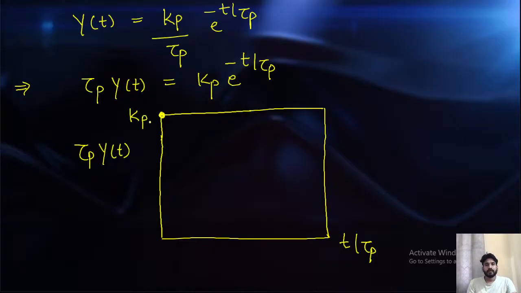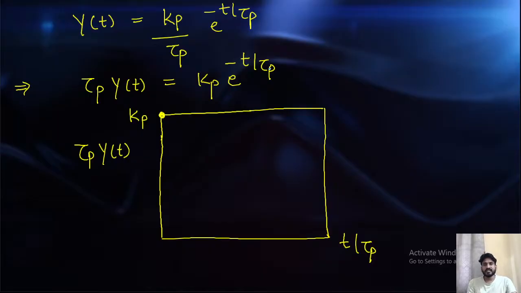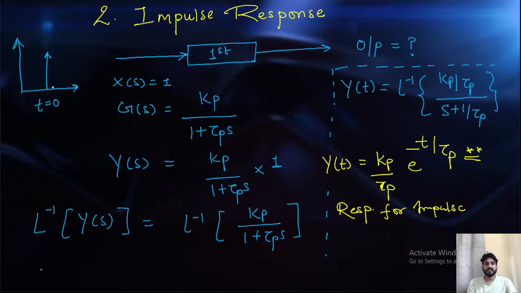So it is an e raised to power minus x graph, which means you will get an exponential decay. Sorry, it is not the ultimate value of response, it is the initial value of response. Ultimately it is going towards 0. So this kind of graph you will get. If this input disturbs this system, then this kind of response you will get.